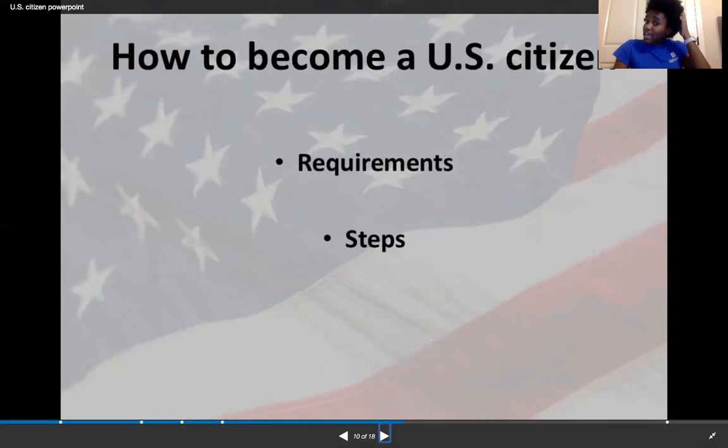How to become a U.S. citizen. So again, there are requirements and steps that you have to fulfill if you're not a natural born citizen. So if you were not born here, or one of your parents is not a U.S. citizen, then you should probably go through the steps to become a citizen of the United States.